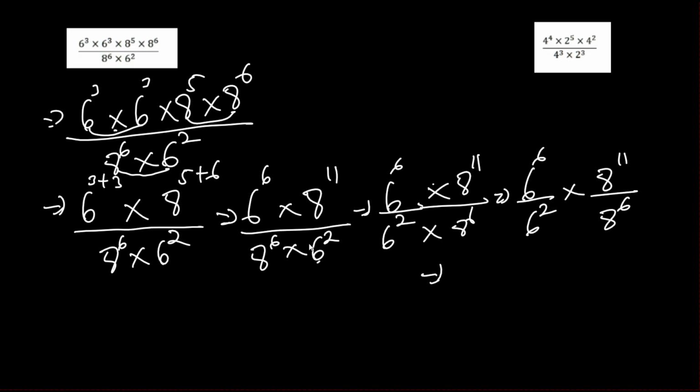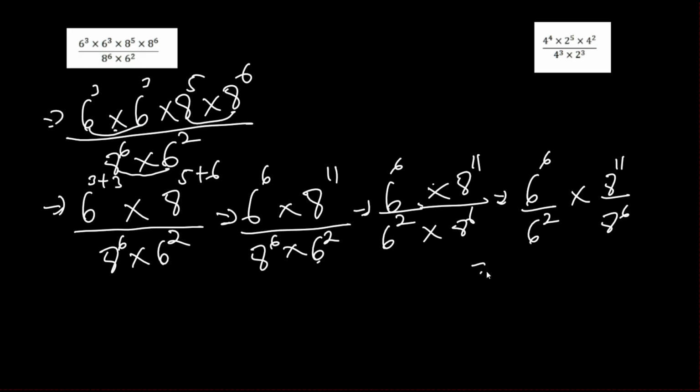Now we've used the multiplication law. It's now time for the division law. But before we use the division law or the quotient rule, let's simplify it like this. So 6 raised to the power 6 all over 6 raised to the power 2 times 8 raised to the power 11 all over 8 raised to the power 6.